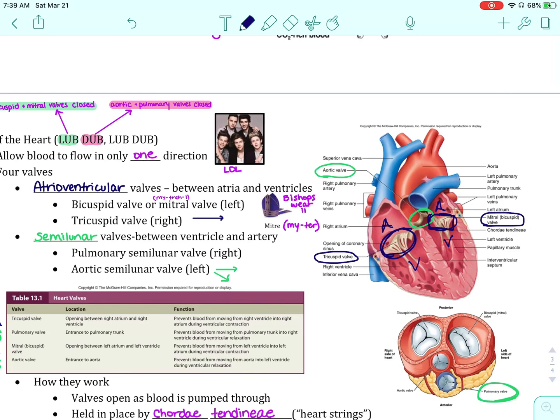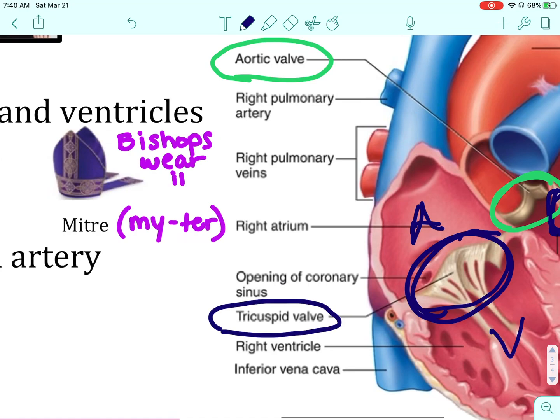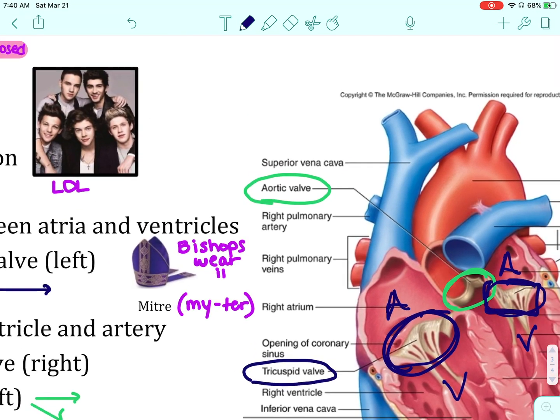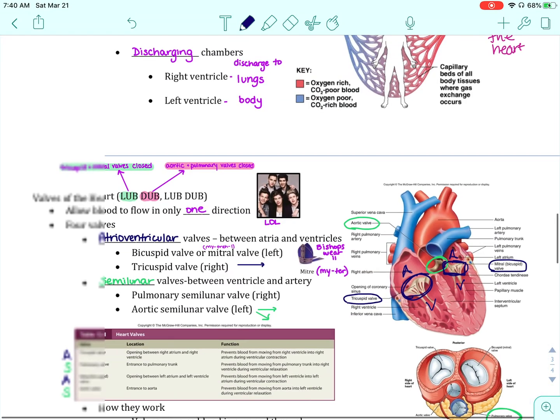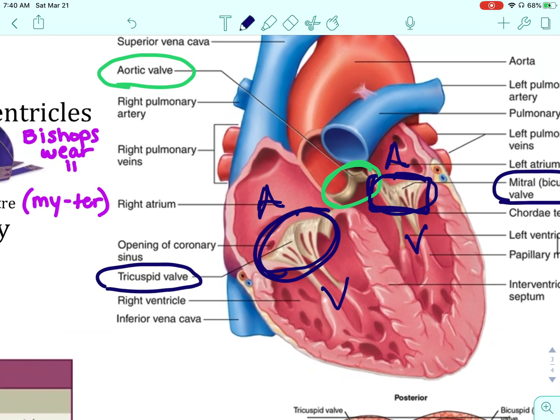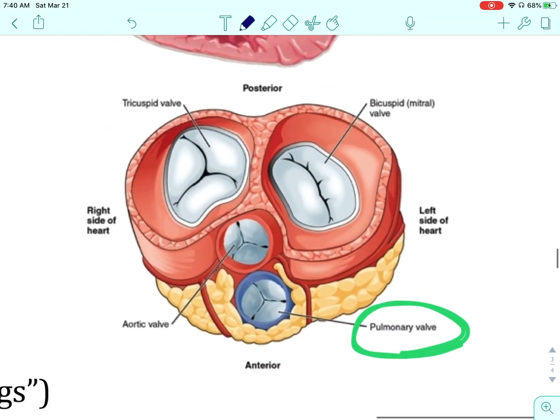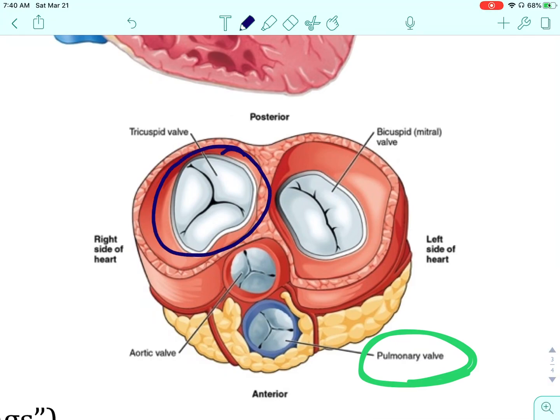And so actually the mitral valve is named after what a bishop wears on his head, this special hat called a mitre. And it looks kind of like a bicuspid valve, so I think that's where they got the name from. And the tricuspid valve has almost three flaps. Let's see if I can show you down here. So this is what the tricuspid valve looks like versus the bicuspid. As you can see, the flaps, there's three for tricuspid and two for bicuspid.